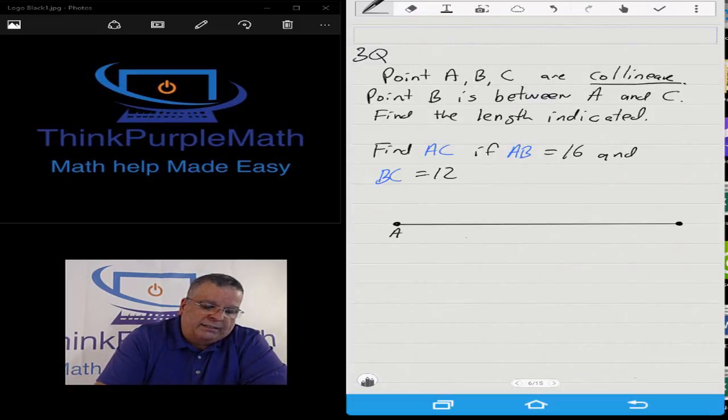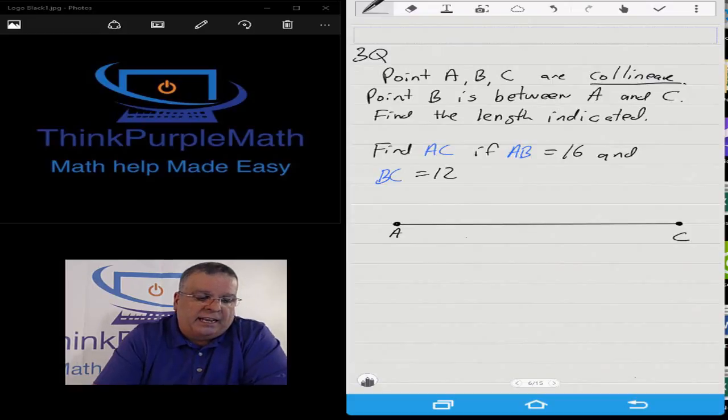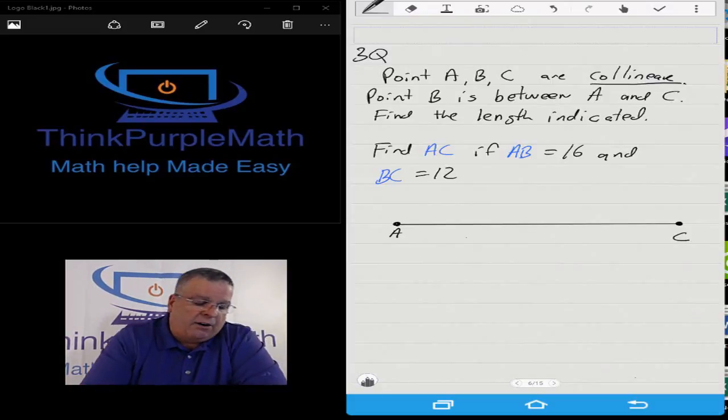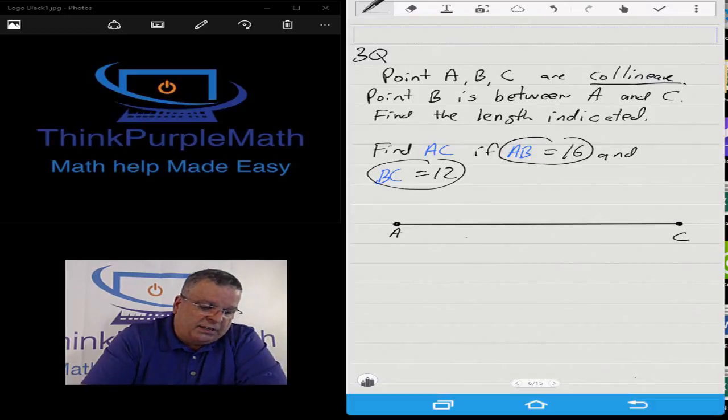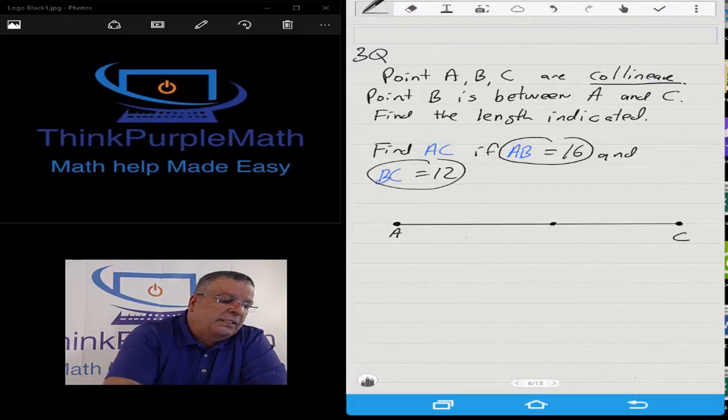So we have an A, a C. AC is the entire unit. But notice here that AB is 16, BC is 12. Therefore, AB is slightly larger. Let me do that just a little bit better here. That AB is slightly larger than BC.